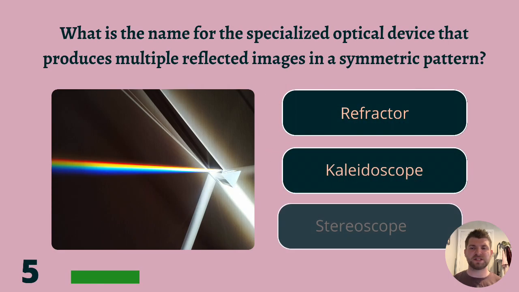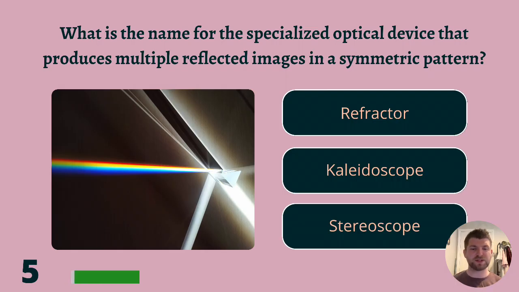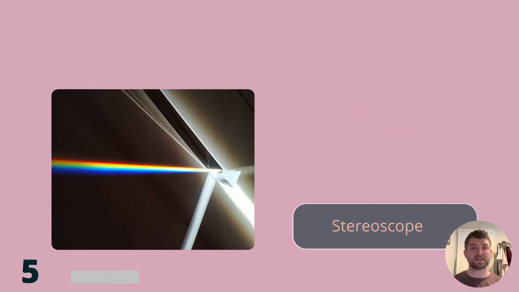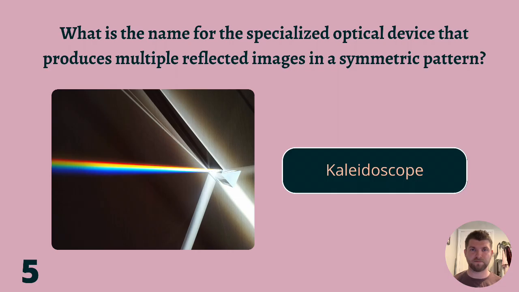What is the name for the specialised optical device that produces multiple reflected images in a symmetric pattern? Refractor, kaleidoscope, or stereoscope? The correct answer is kaleidoscope.